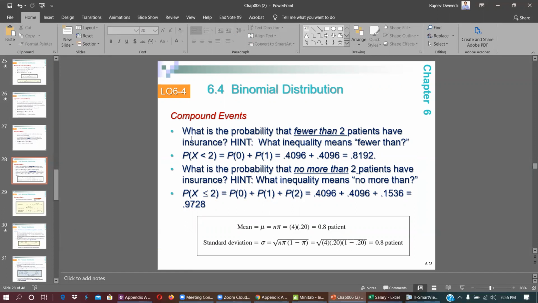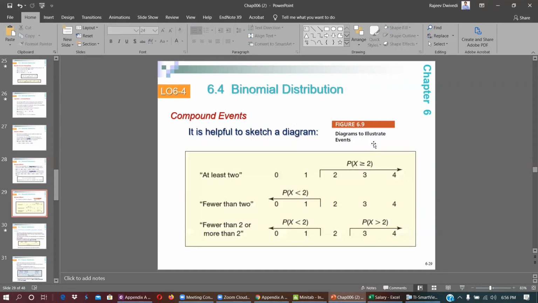Minitab. So what is the probability that fewer than 2 patients will have insurance? Fewer than 2 means it is not asking 2, it is asking 0 and it is asking 1. So if you do probability of 0, probability of 1, this is giving you the answer, but if you use compound event or cumulative, then you can directly get the values here. Look, this is the most important slide in the entire chapter, most important to understand.